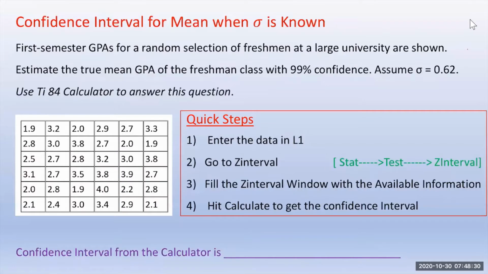So here is that confidence interval. It is 2.5533 up to 3.0856. Meaning of that is with 99% confidence, we can say that the true mean GPA lies between 2.5533 and 3.0856.